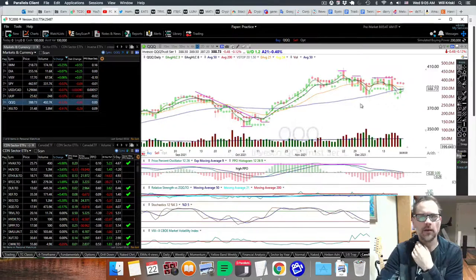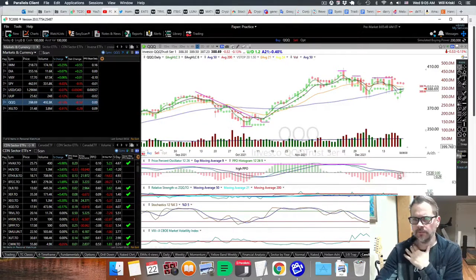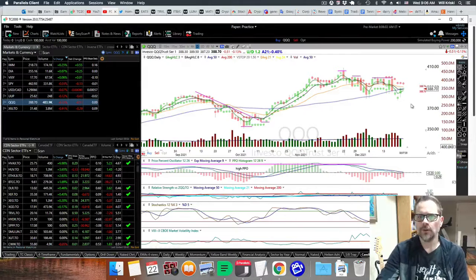And then finally, the Nasdaq, same thing. Momentum kind of flat, down below the moving average and the red volatility stops. There is a bit of a recovery, but it's not quite there yet. So this is not great for the overall indices.